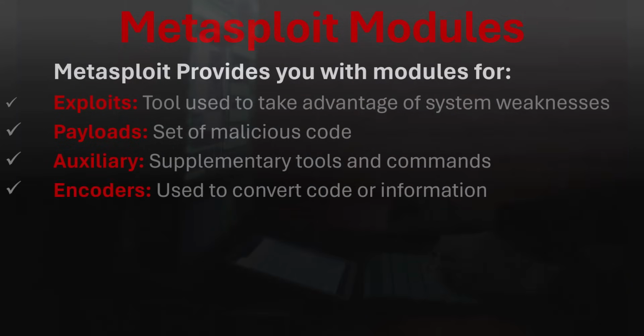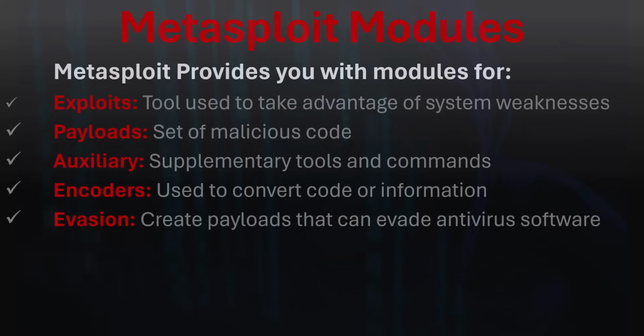Then the next module is going to be encoders. These are used to convert code or information. The next one we're going to go over is evasion, and these kind of go together. This is to take a standard payload and, what's the word I'm thinking? It's to not convert it, but to recreate it in a way that evades antivirus and firewalls and things like that. It's to customize a canned payload to make it specific for each instance of an attack, if that makes sense. Sorry, that's probably not the most elegant way to say it, but that's what you're getting.